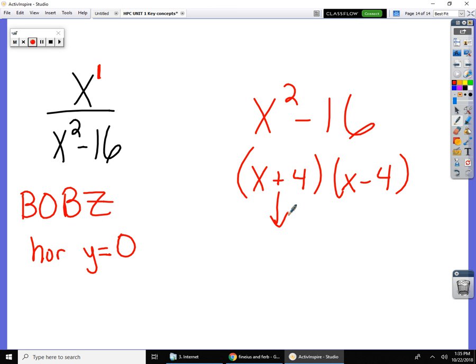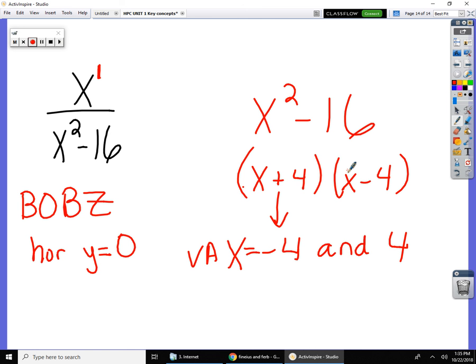What is this as a solution? Negative 4, and what is this? Positive 4. Quick little trick: as long as this is a 1, all you have to do is flip the sign to solve. So my horizontal asymptote is 0. My vertical asymptote is 4 and negative 4.